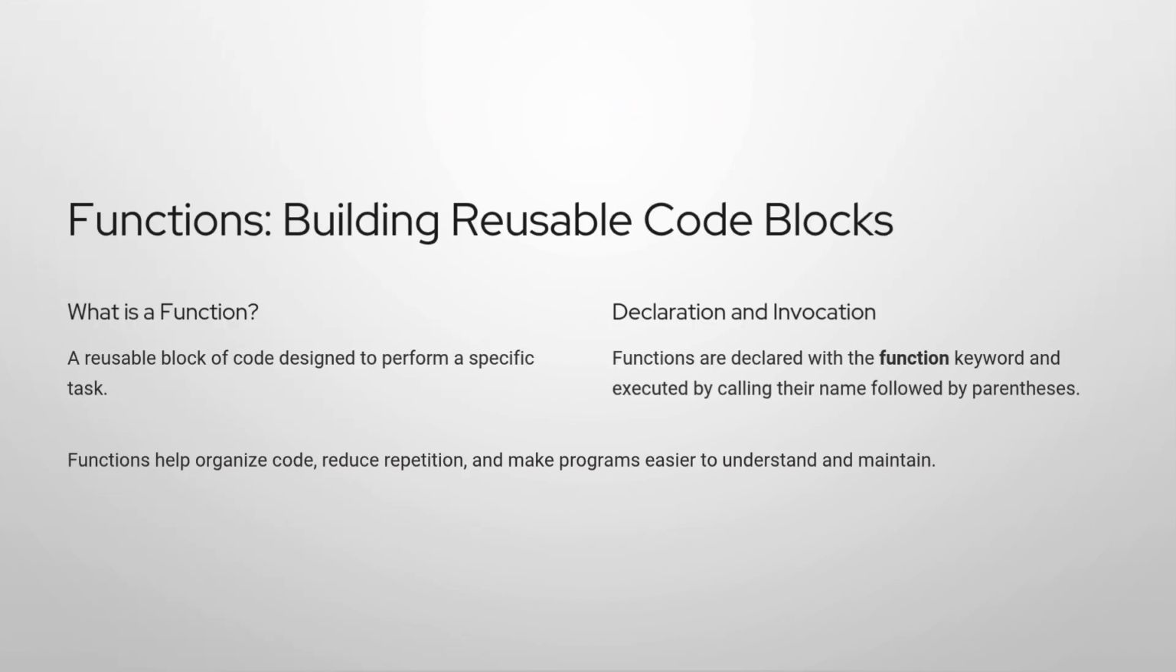Functions. Building reusable code blocks. What is a function? A reusable block of code designed to perform a specific task. Declaration and invocation: functions are declared with the function keyword and executed by calling their name followed by parentheses. Functions help organize code, reduce repetition, and make programs easier to understand and maintain.